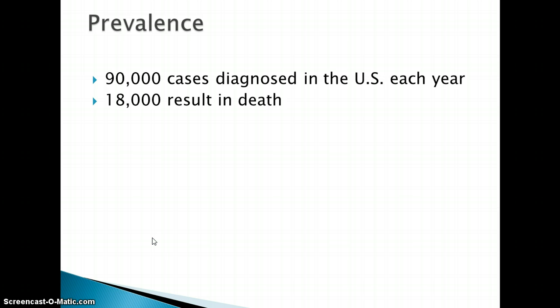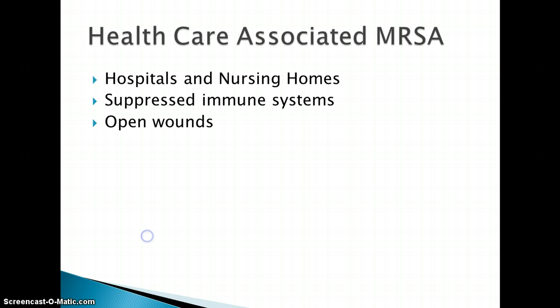There are over 90,000 cases diagnosed in the U.S. each year, and 18,000 of those result in death. There are two types of MRSA. The most common is healthcare-associated MRSA, and this is seen in hospitals and nursing homes. The reason for this is because suppressed immune systems and open wounds from surgery or injury can harbor bacteria.